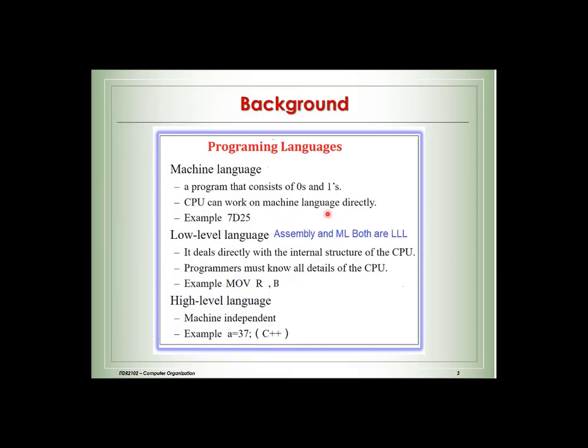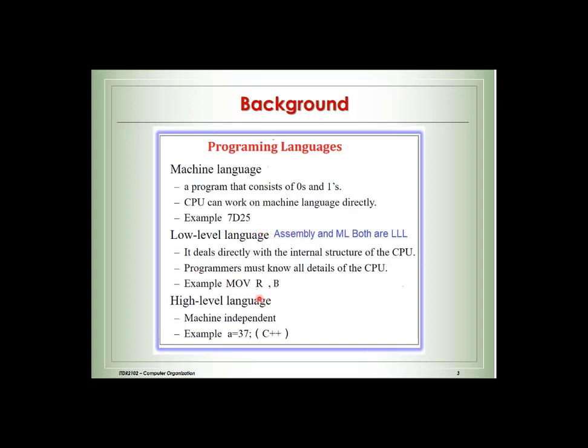Now, first of all, a brief look at the two types of programming languages, high-level language and low-level language. Some examples of high-level languages are C, C++, Java, and so on. There are basically two examples of low-level languages, assembly and machine language. High-level language is machine independent and low-level language is machine dependent. What is the meaning of this?